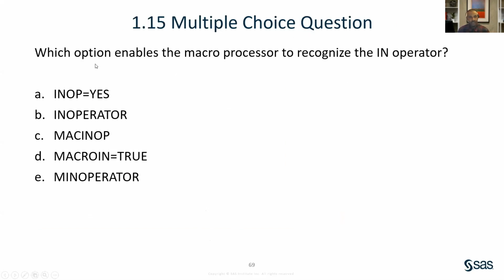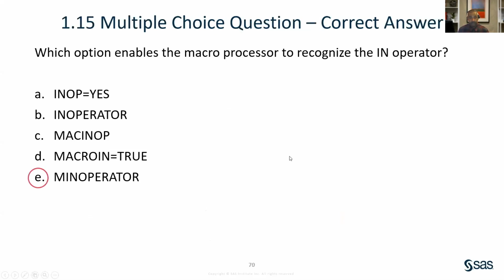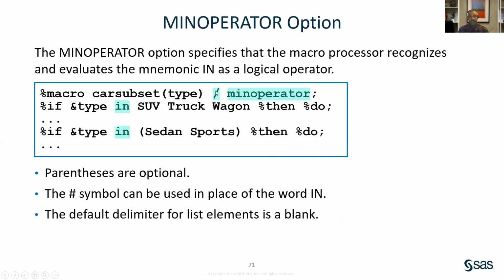There's another multiple choice. Which option enables the macro processor to recognize the in operator for checking things in a list? It is the MINOPERATOR option, the macro in operator. You have to turn this option on if you want this to behave like a macro in operator, as opposed to the one that normally works with the where statement. It looks like this. When you define a macro program, whether you have parameters or not, you have to put a forward slash, put MINOPERATOR.